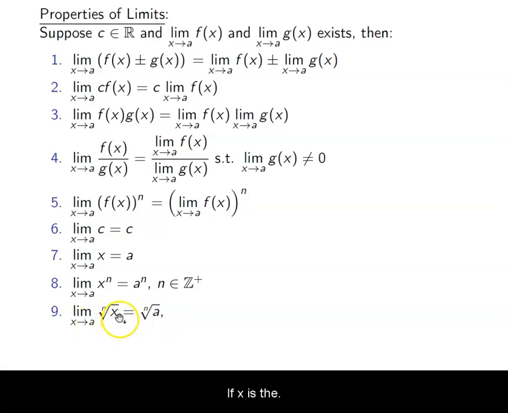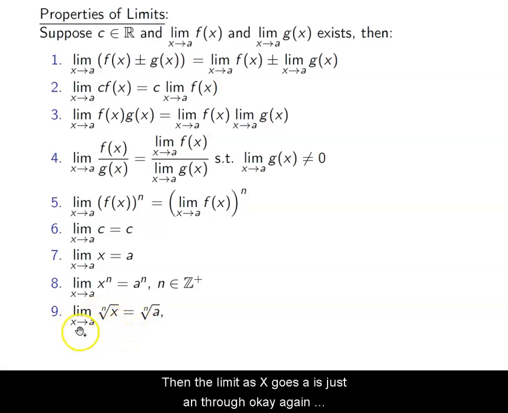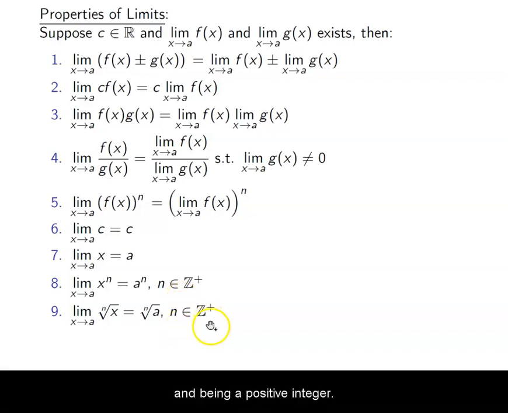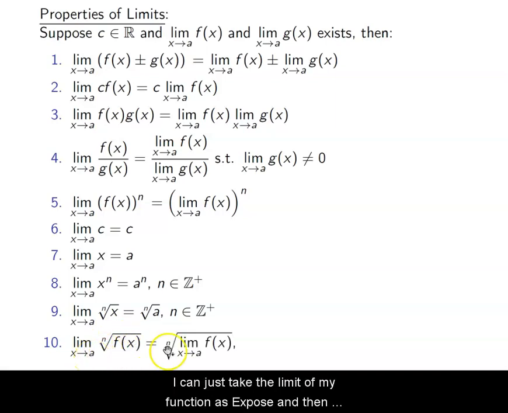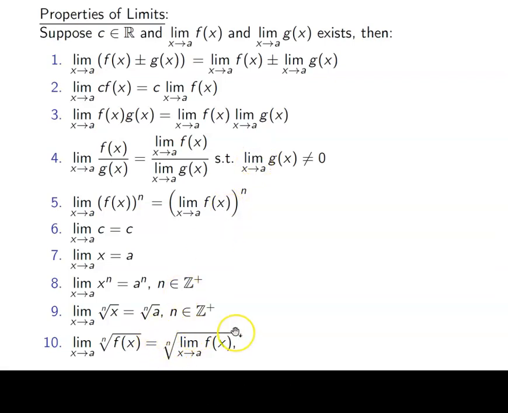If f of x is the nth root of x, then the limit as x goes to a is just the nth root of a, again, n being a positive integer. And here, if my function is the nth root of my function, then I can just take the limit of my function as x goes to a, and then take the nth root of that. So rule 10 is really just rule 5. It's just that the power I'm using is a fractional power, because we know that fractional powers are nth roots, and n is an integer.